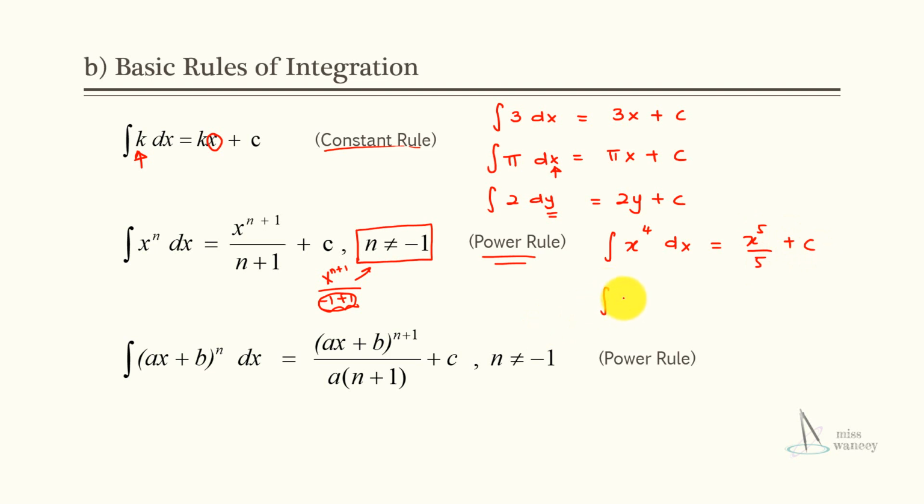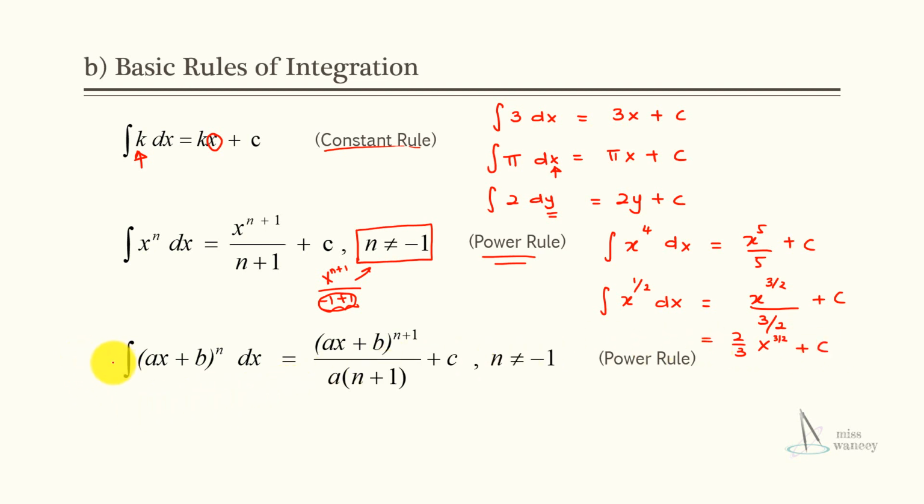If you have x to the power of 1 over 2 dx, we have to add 1 to the power, so it will become x to the 3 over 2 over the new power 3 over 2, plus c. Since you divide by a fraction, you can take the reciprocal, so it will become 2 over 3 x to the 3 over 2 plus c.